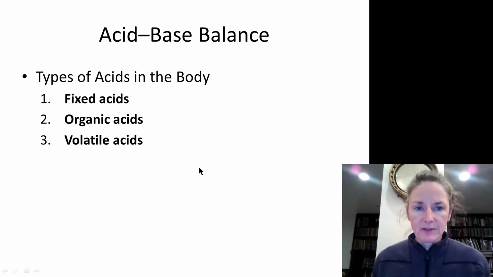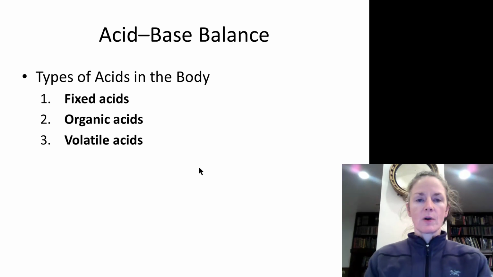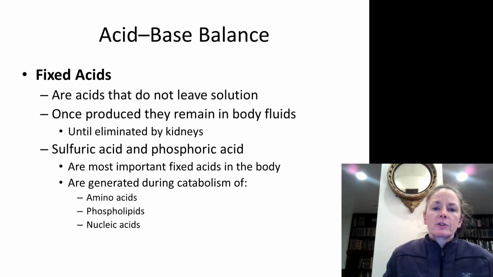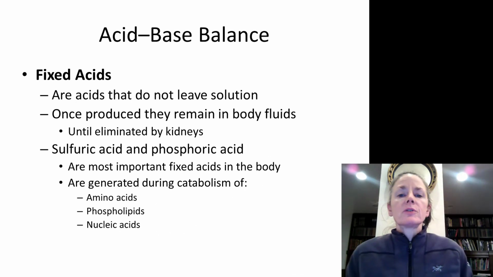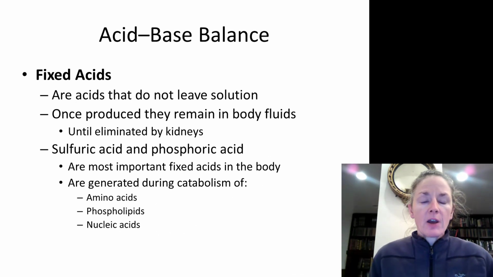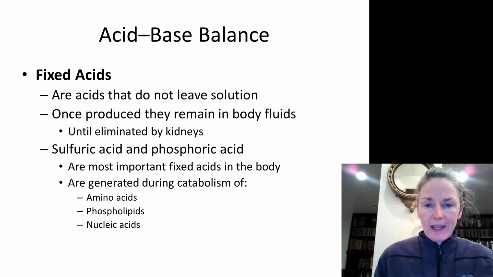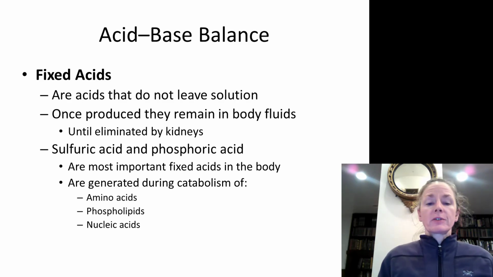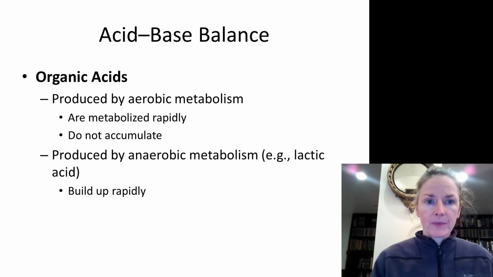We have fixed acids, organic acids, and volatile acids. Fixed acids are ones that, once they're produced, don't leave the solution. They will remain in the fluids until they are eliminated by the kidneys. Some examples are sulfuric and phosphoric acid, and these are ones that are generated during the metabolism, typically the catabolism, or breakdown of amino acids, phospholipids, and nucleic acids.